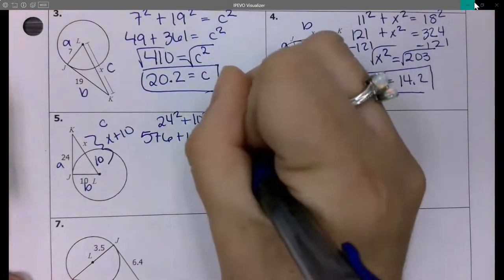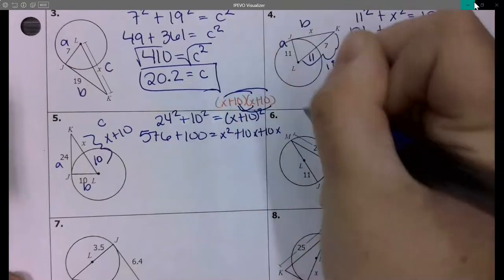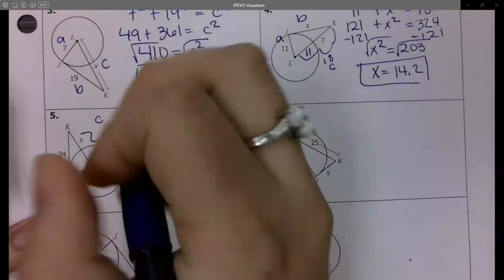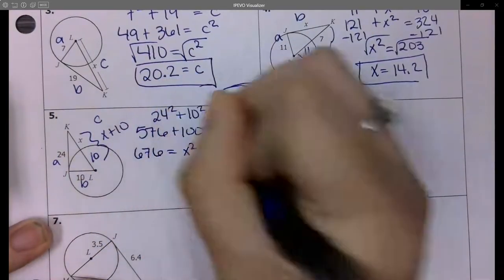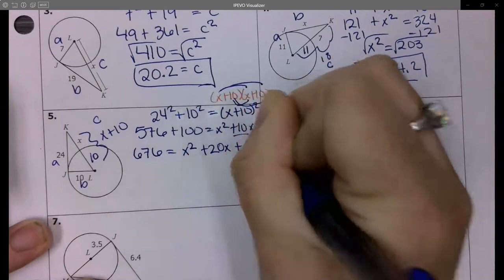I have x times x, which is going to give me x squared. x times 10 gives me 10x. 10 times x gives me 10x. 10 times 10 gives me 100. So on the left side, I want to combine my terms. 576 plus 100 is 676. On the right side, I have just 1x squared, but I have 10x and 10x, which are going to add to 20x, plus 100.